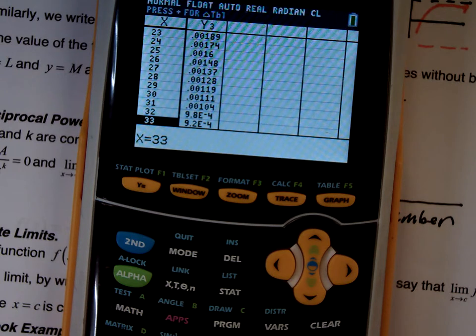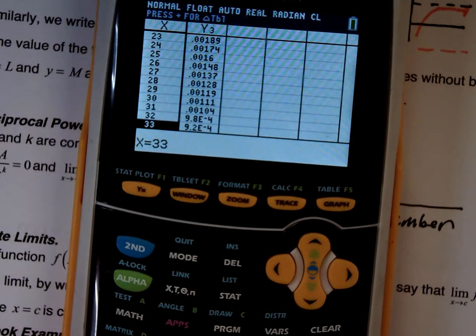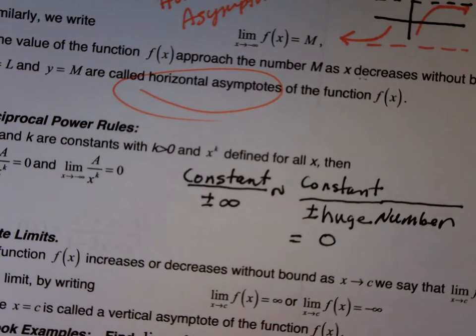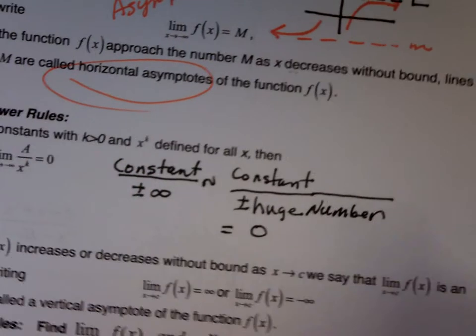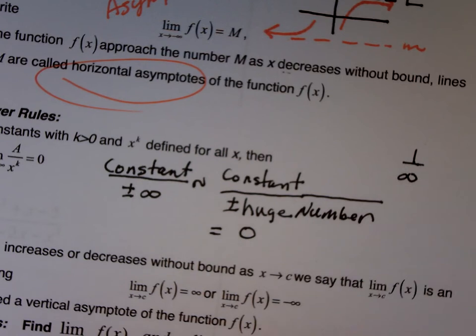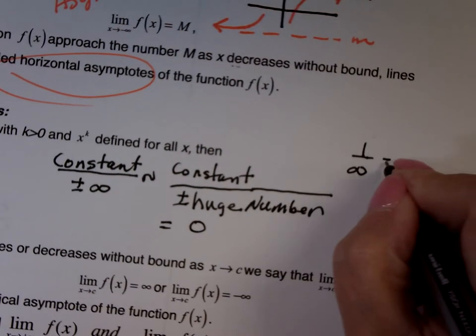So that says you have a constant over x to any power, it's 0. So for me, I look at a constant over plus or minus infinity. So if I would say 1 divided by infinity, to me, it's 0.